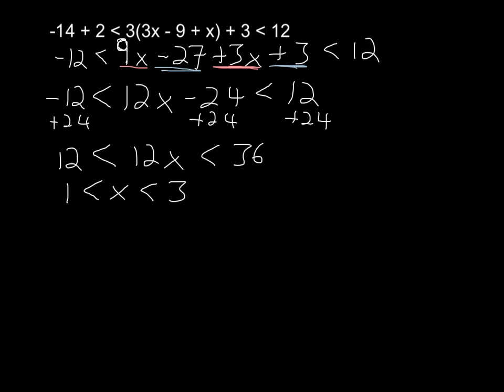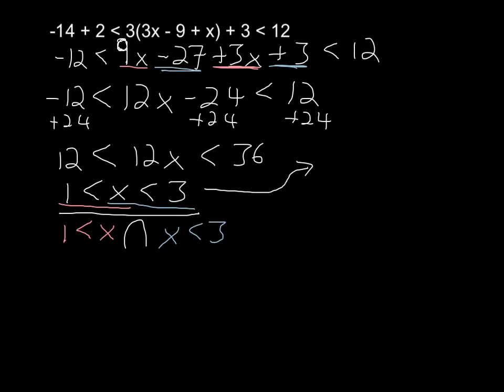To convert that to intersection, we just say 1 is less than x and x is less than 3. We also already have it in compound notation, so it's really easy to write it in set notation. A equals {x such that 1 is less than x is less than 3}.